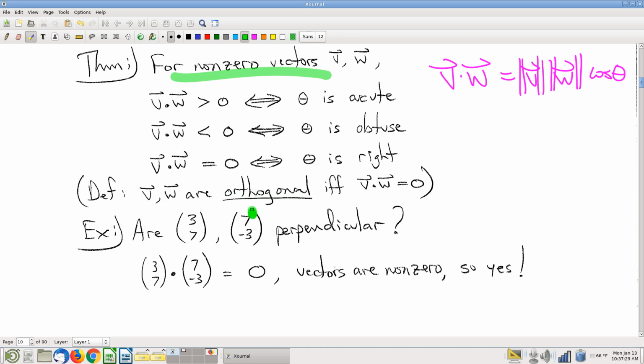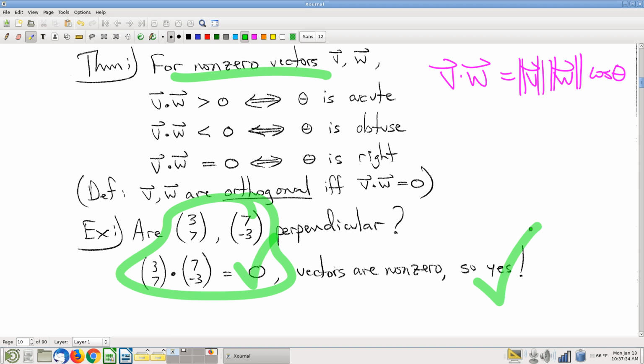And these two vectors, their dot product is easily computed to be 0. So, yes, these vectors are perpendicular. And that's easily checked also by actually just drawing these vectors. Now, notice these vectors are in R2. So, super easy to actually confirm that, yeah, that's a right angle.